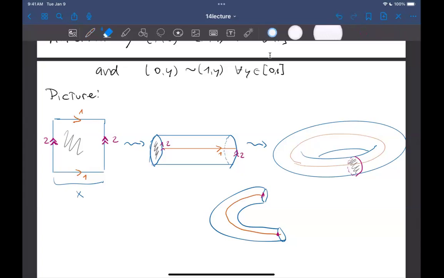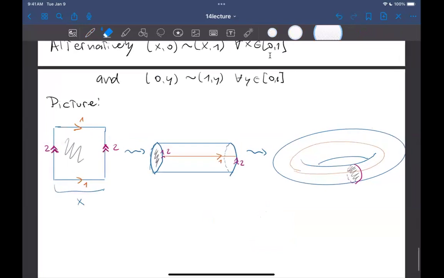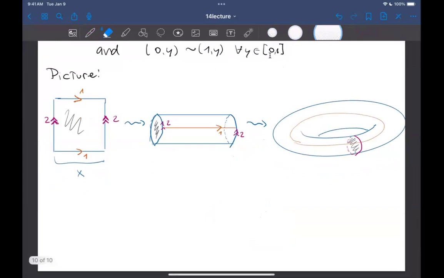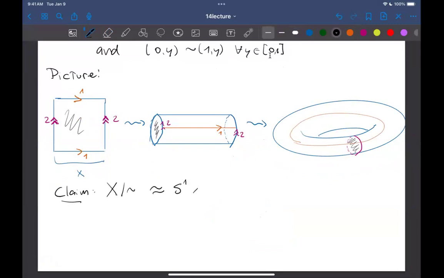And now let me clean the intermediate step because it's not very nice. So that's our picture. Now here's the big claim for today. The claim is that our quotient space is homeomorphic to S1 cross S1. So remember, this means there is a homeomorphism.